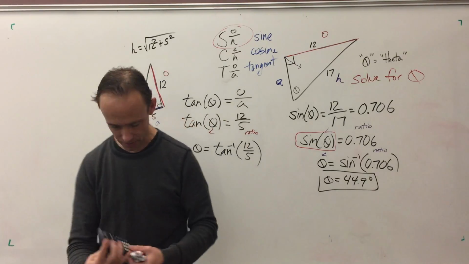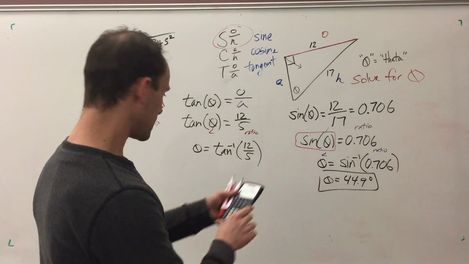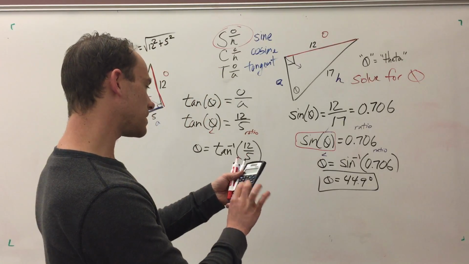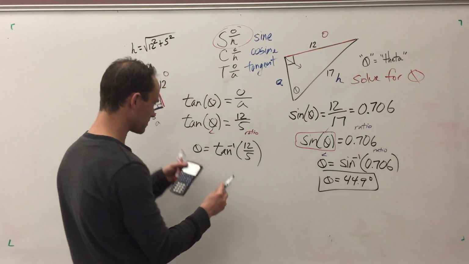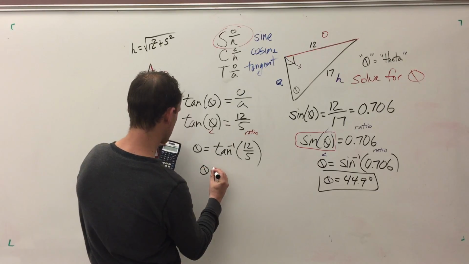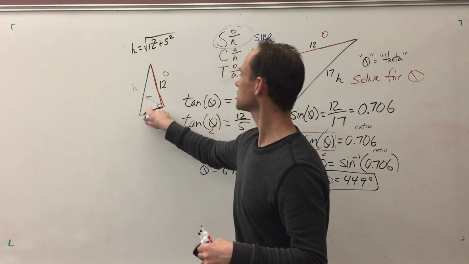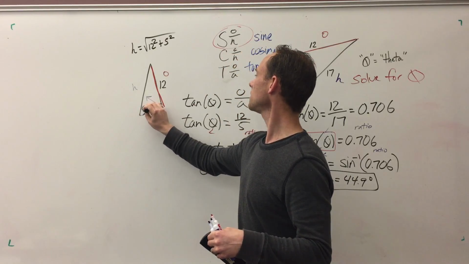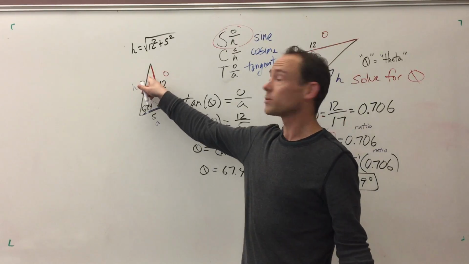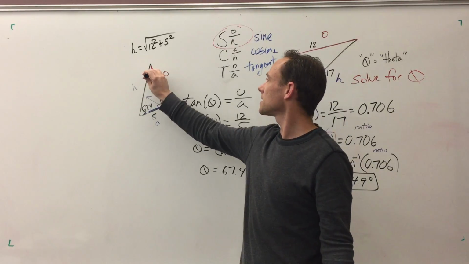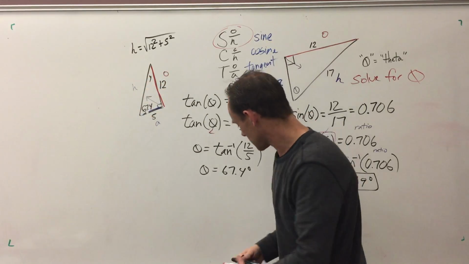Well, let me grab my calculator. Let me interrogate this calculator for a second. Inverse tangent of 12 divided by 5 is equal to 67.4 degrees, which means this is 67.4. And use the triangle sum theorem if you need to find the other one. If you want to find this angle, maybe it's y, you do 180 minus 90 minus that, gives you that, and you roll.